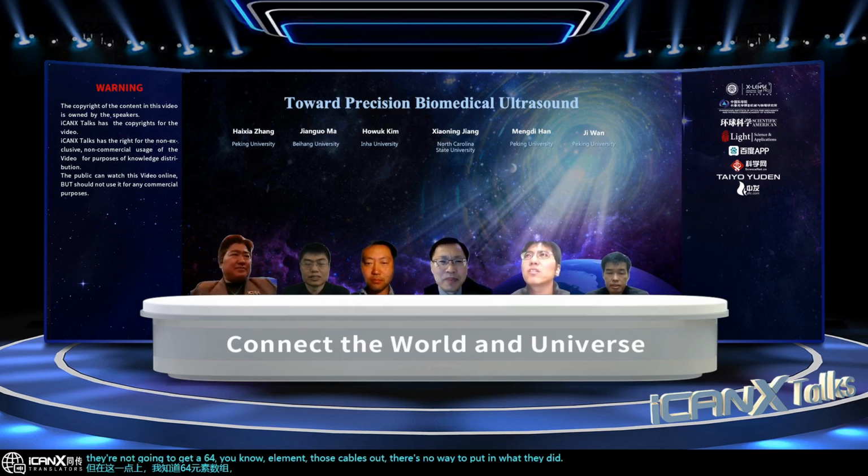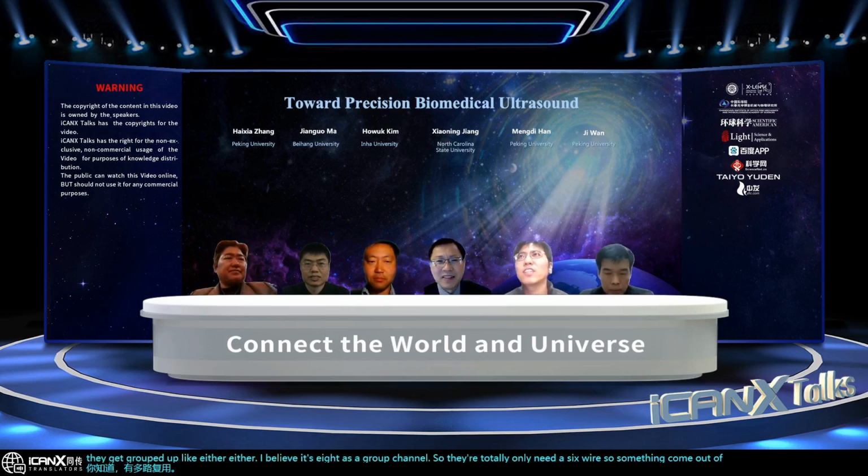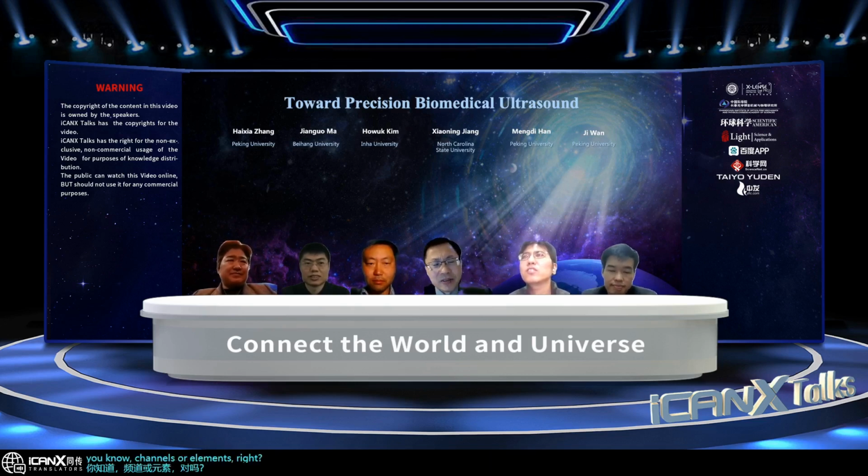What they did, they used some ASIC circuit to have the multiplexer. They group them, I believe 8 as a group channel. So in total they only need 6 wires or so, a few wires come out, so that they can do that wiring. That's certainly a challenge. In some other cases, one has a few hundred channels or elements, right? How to do that? Again, I think a multiplexer is one of the solutions. You need to make those small chips next to the transducer. That's usually the solution.